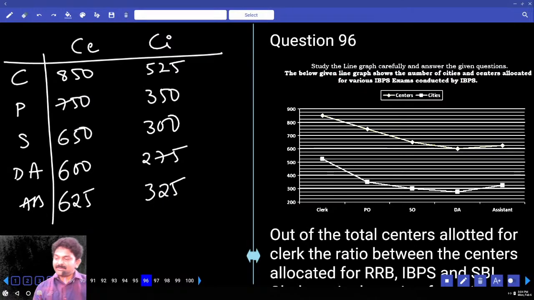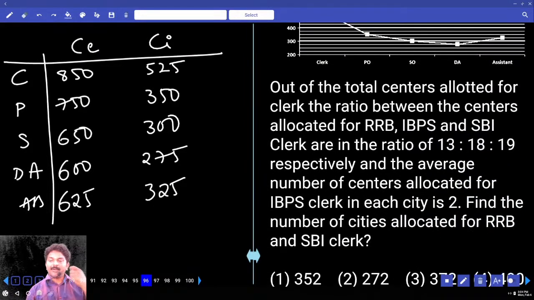325. So they are about number of cities and then number of centers. Out of total centers allotted for clerk, the ratio between the centers allocated for RRB, IBPS, SBA clerk are in the ratio 13, 18, 19 respectively. And the average number of centers allocated for IBPS clerk in each city is 2. Find the number of cities allocated for RRB and then SBA clerk.